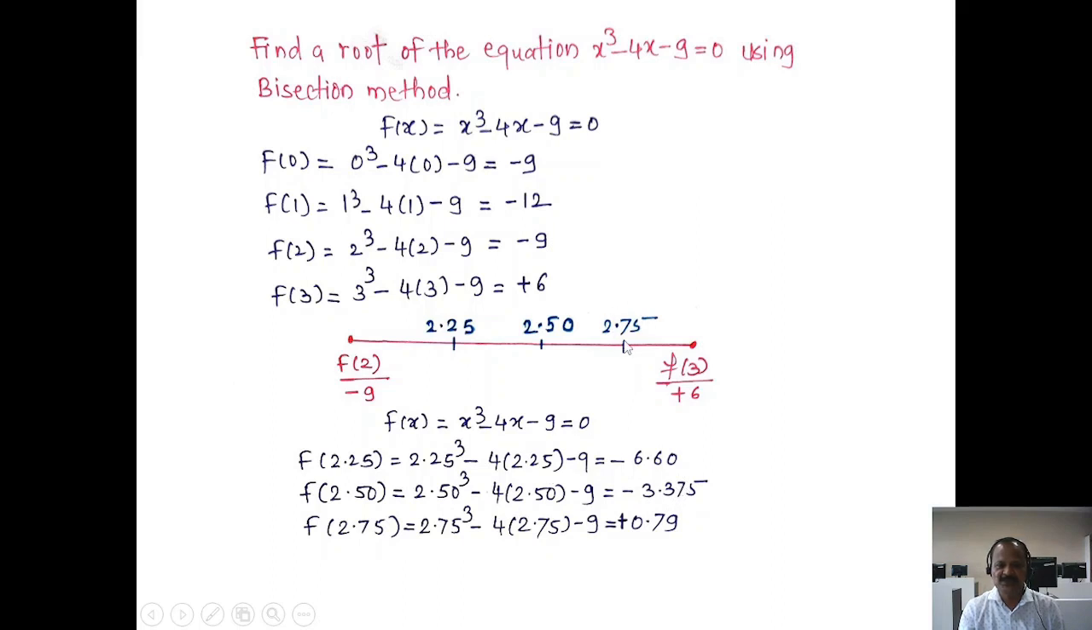Then we can put 2.75 in this equation. So f of 2.75 is equal to 2.75 cube minus 4 into 2.75 minus 9 is equal to plus 0.79. Now this answer is positive and the previous answer is negative. So we can say the root lies in between 2.5 and 2.75. So why are we finding these values? Because of the iterative process. To minimize the iteration, we have to find the values in between 2 and 3.